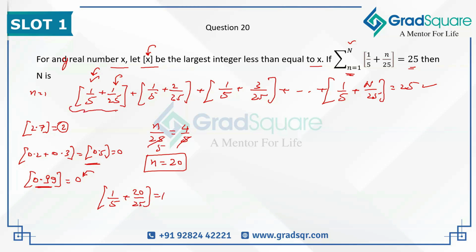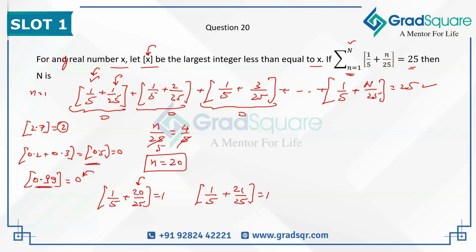So this outcome over here will be 0, this will also be 0, and this will also be 0, all the way up to 19. At 20, this will give you the value 1. Clear? Now, the next part is 1 by 5 plus 21 by 25. This will also give you 1, because it is greater than 20 by 25. The inside value will become 1 point something, and this will give you the value 1. And it will continue to give the value 1.